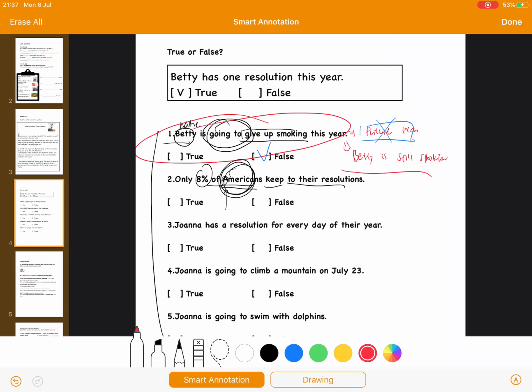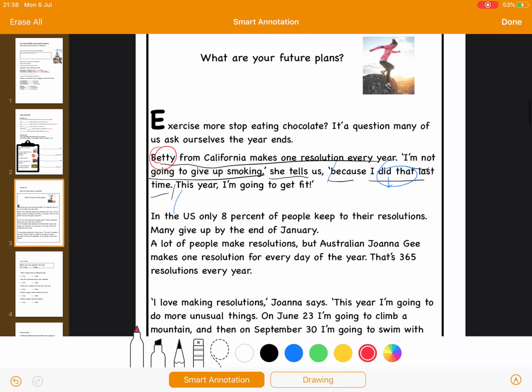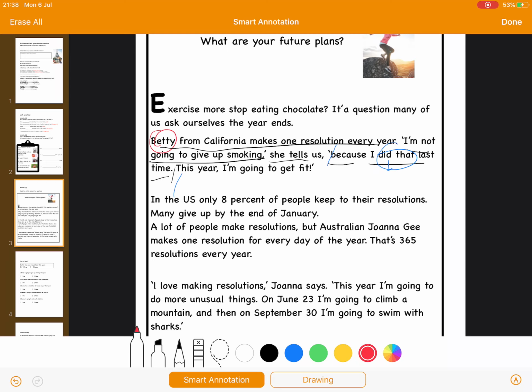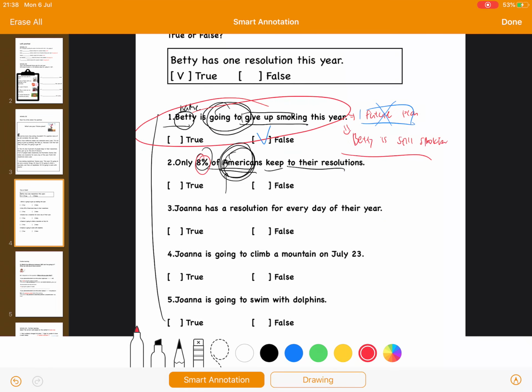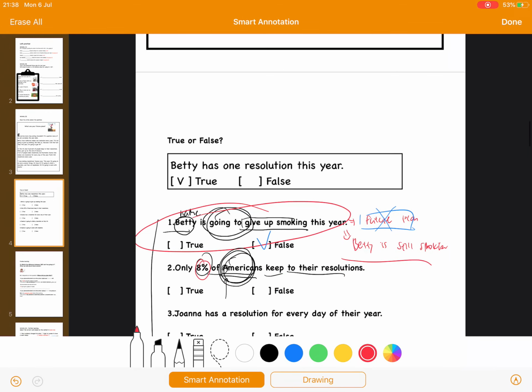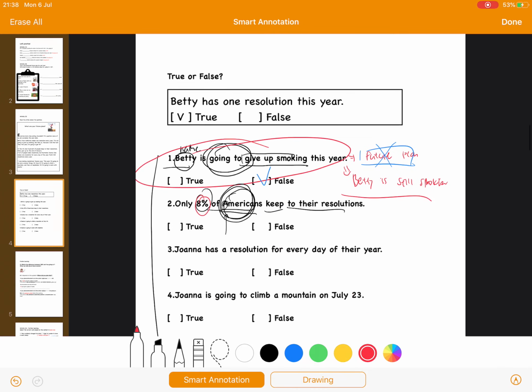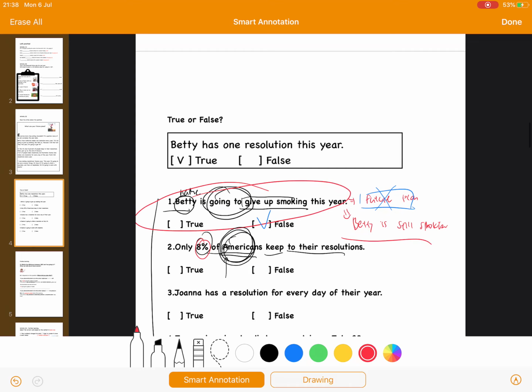So it's really easy when you face this kind of question with numbers. You only have to look at the numbers in the reading paragraph. So 8%, 23, 365, 8 here. Aha. So now just focus on this paragraph, right? In the US, only 8% of people keep to their resolutions. Resolutions means future plans. Only 8% of Americans in the US keep their resolutions. Aha. Then the answer is true.